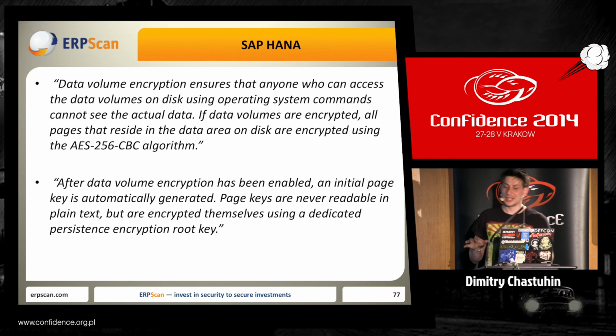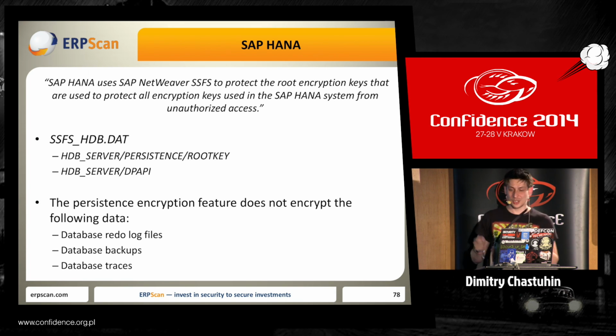Very cool. That's why SAP HANA provides data volume encryption, which allows the administrator to encrypt the volume using the AES algorithm. And for decryption of the volume, HANA uses the persistence encryption root key. And the main thing is where this root key is stored. Exactly, this key is encrypted and stored in the security storage, in the file ssfs/hdb.dat. That's how an attacker will get the root key and bypass volume encryption.